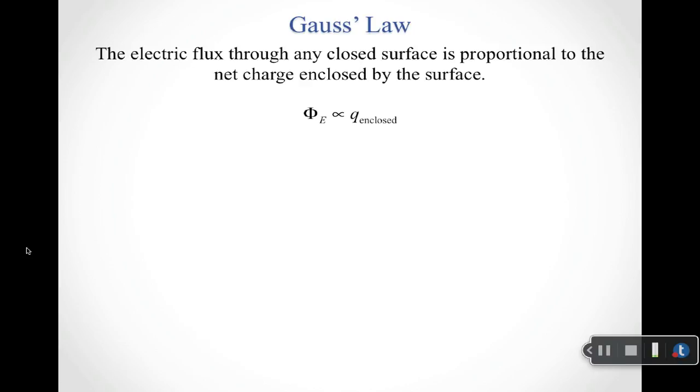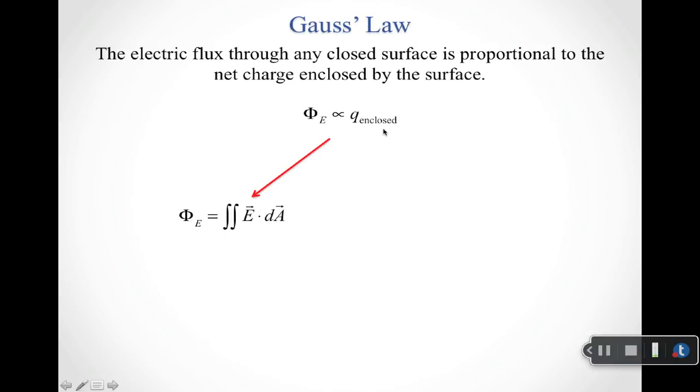All right, so one of the ways that we're going to try and get around dealing with this messy integral to calculate the electric field is by using Gauss's law. And so Gauss's law actually tells us about what's going on with the electric flux. So Gauss's law says that the electric flux through any closed surface is proportional to the net charge enclosed by the surface. So mathematically, it's just a statement that the electric flux is proportional to the charge enclosed.